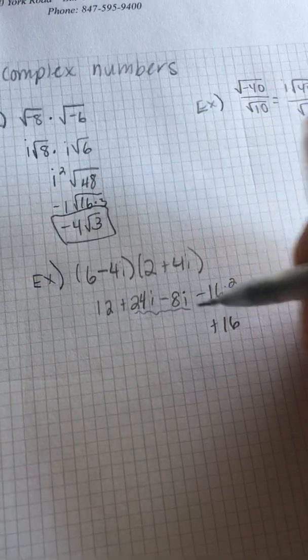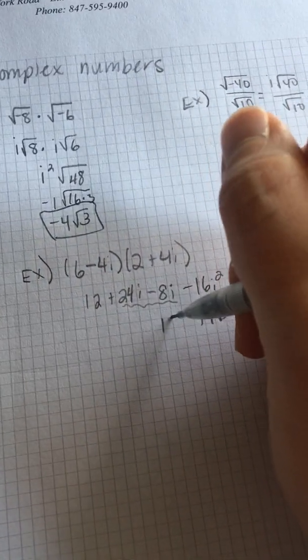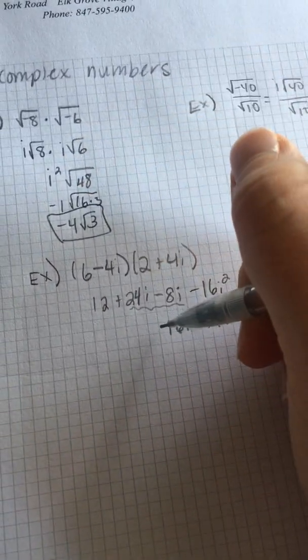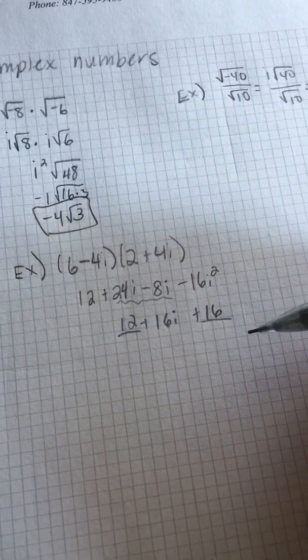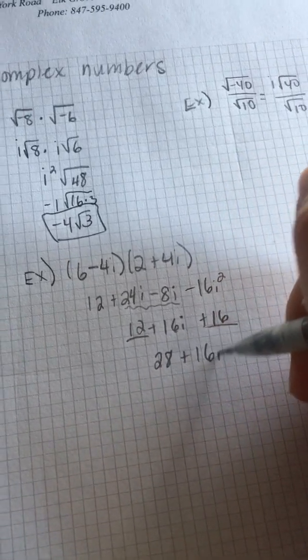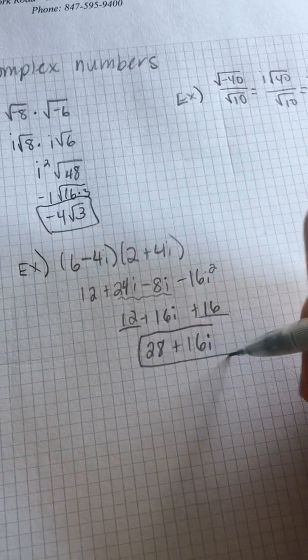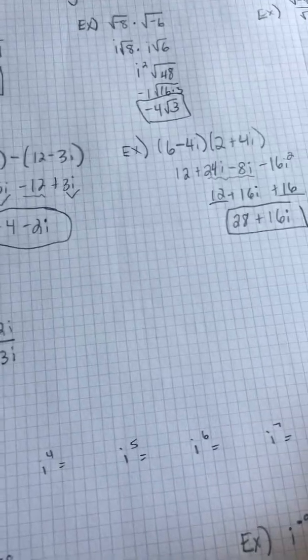These pieces we can put together to get a +16i, and then the +12 could come down. 12 and 16 are like terms, we should put those together to get 28. That's the real part. And there's our complex part, the imaginary part. Final answer will stay 28 plus 16i.